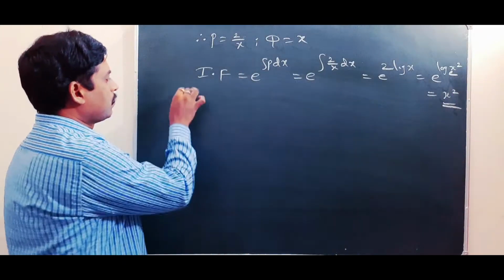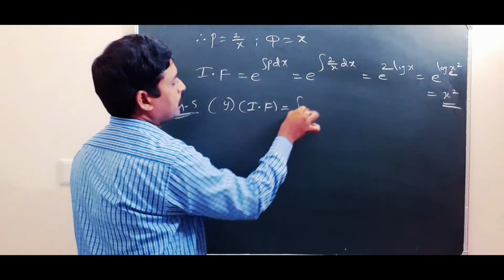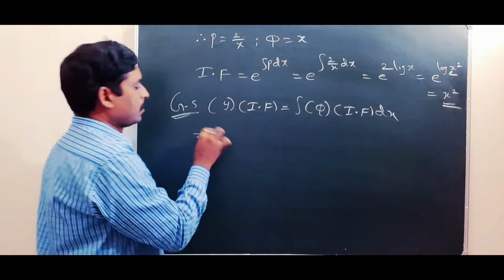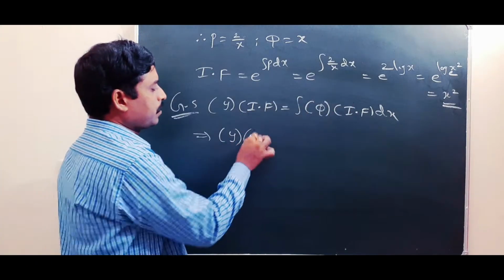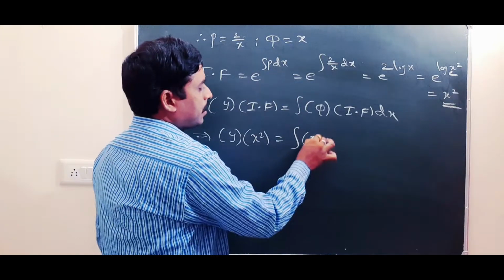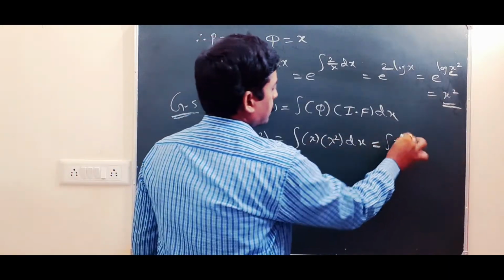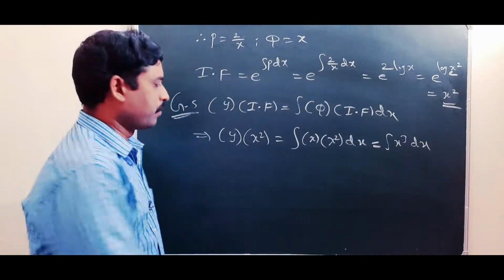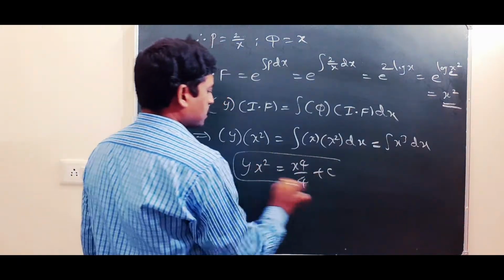Now the general solution. What is the general solution formula? Y into IF is equal to integral of q into IF dx. So y into x square is equal to the integral of q, where q value is x, times the integrating factor x square. So this is the integral of x cube dx, and the integral of x cube is x to the power 4 by 4. So y x square is equal to x to the power 4 by 4 plus c. This is the answer.